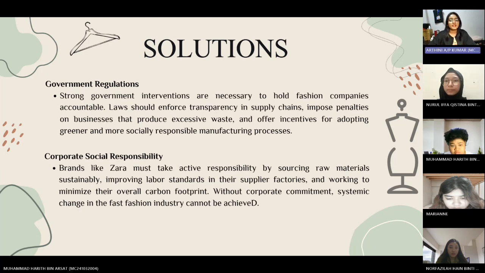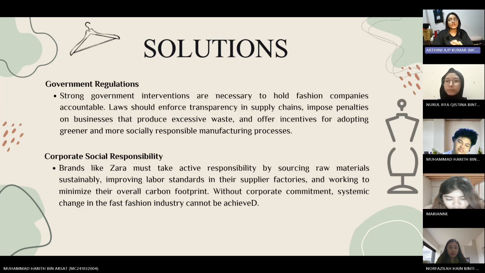For the second slide, it's governmental regulations. Strong government interventions are necessary to hold fashion companies accountable. Laws should enforce transparency in the supply chain, impose penalties on businesses that produce excessive waste, and offer incentives for adopting greener and more socially responsible manufacturing processes.